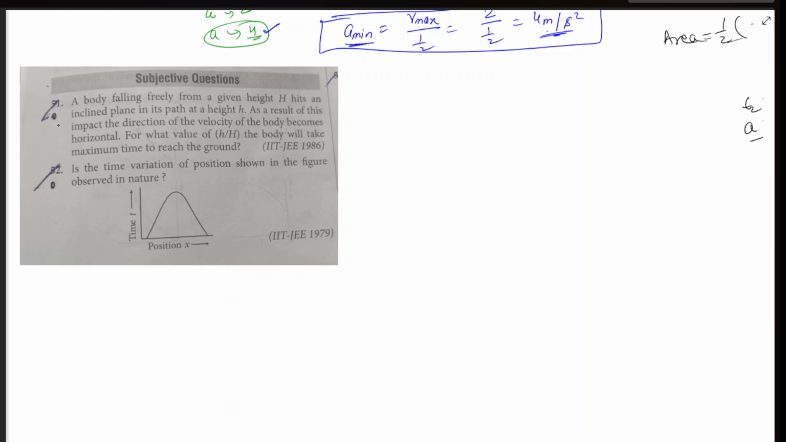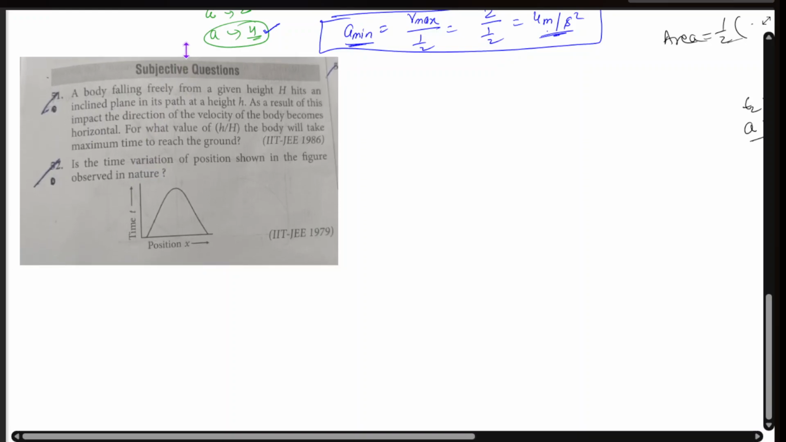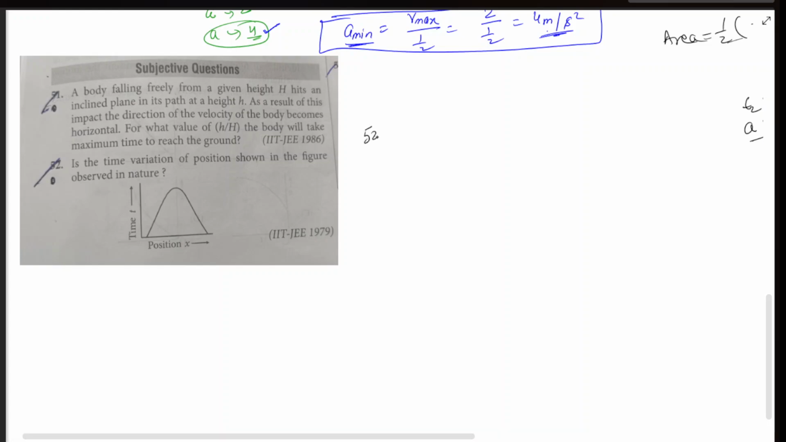So 51 we will do later, okay? 51 we'll do later. So first let's solve 52.